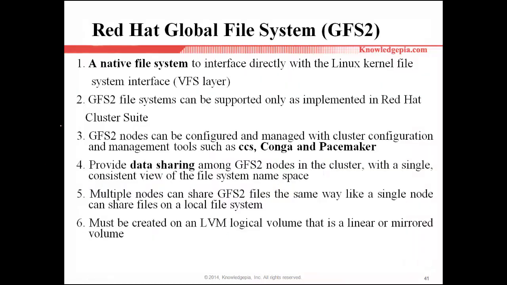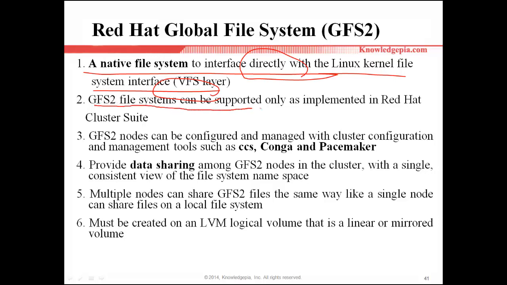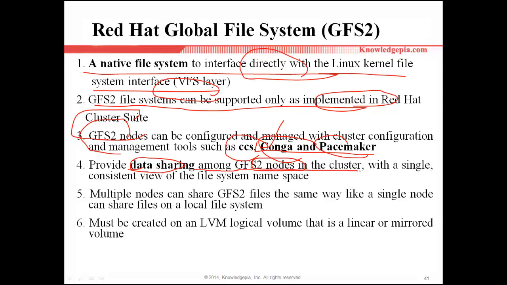GFS2, the Global File System, is a native file system that interfaces directly with the Linux kernel file system interface. We never say that this is a virtual file system. The GFS file system is supported only when implemented on the Red Hat cluster suite. GFS nodes can be configured and managed with cluster configuration management tools such as CCS, Conga, and Pacemaker. So using CCS, Conga, or Pacemaker, we can create the GFS file system.